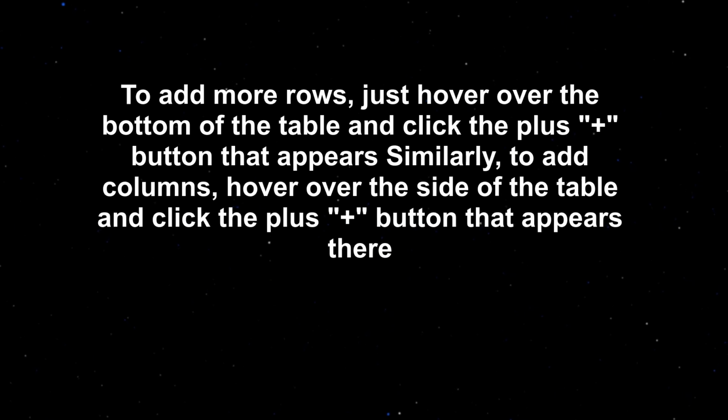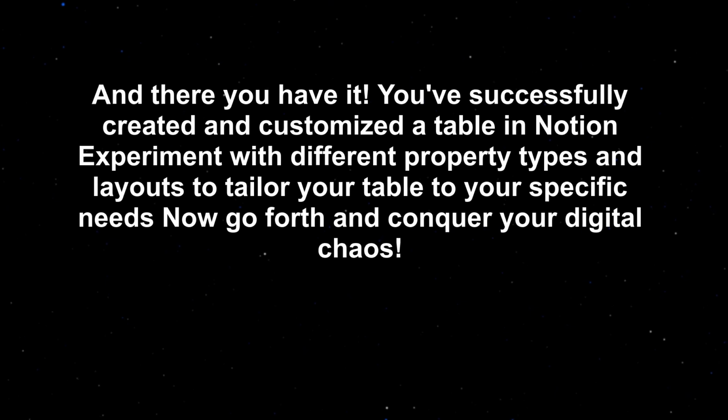To add more rows, just hover over the bottom of the table and click the + button that appears. Similarly, to add columns, hover over the side of the table and click the + button that appears there. And there you have it. You've successfully created and customized a table in Notion. Experiment with different property types and layouts to tailor your table to your specific needs. Now go forth and conquer your digital chaos.